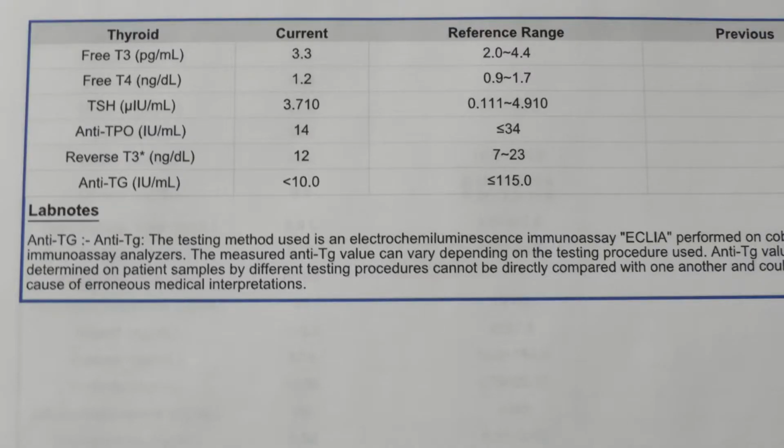So anti-TPO stands for anti-thyroid peroxidase antibody. Again, that's an autoimmune marker of your thyroid. If you have autoimmune disease of your thyroid, such as something called Hashimoto's disease, then that may be elevated. Same thing with anti-TG or anti-thyroglobulin, right? So if you have an autoimmune disease of your thyroid, those two will be elevated.